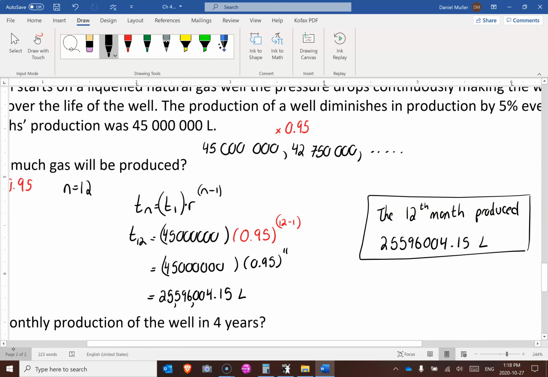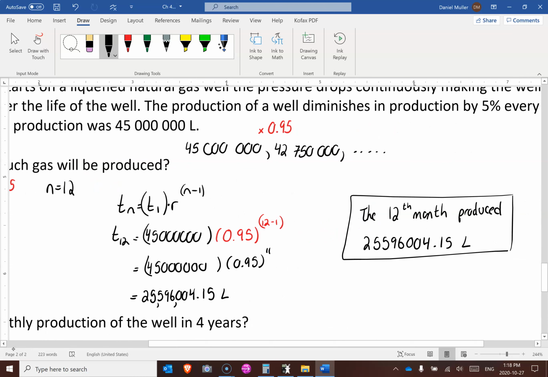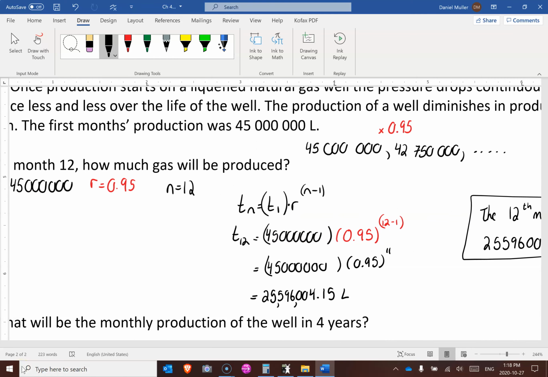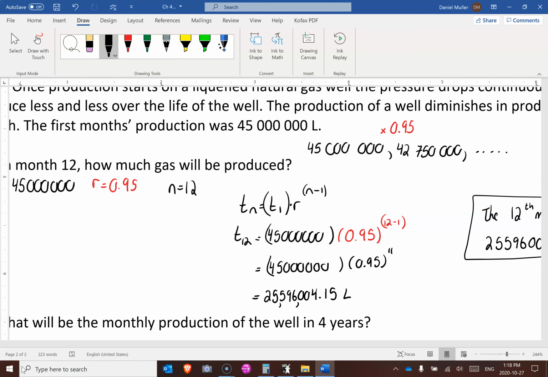So you can write a little sentence here. The 12th month produced this many liters, 25 million. And so that's what it's asking for. It's not asking for a sum. How much in total has it produced over those 12 months? Usually the word over is very helpful, but just how much gas is produced or will be produced on that month.